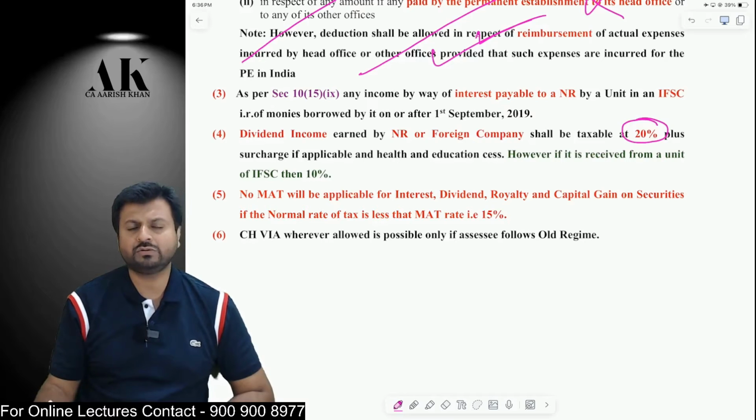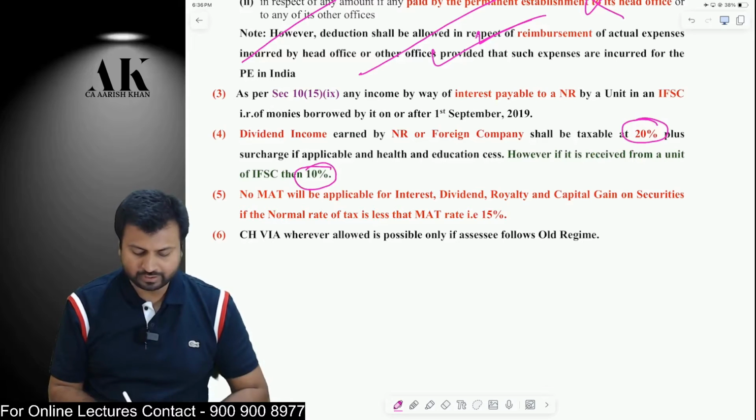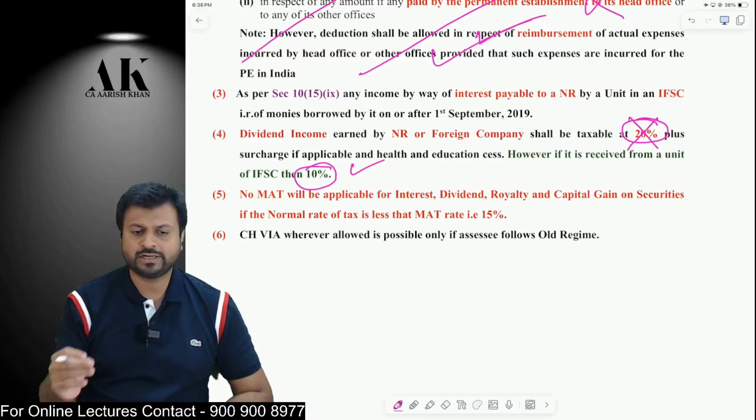But there is a Finance Act 2023 amendment which says that if a non-resident or foreign company has invested in a unit of IFSC, and if they receive dividend from the unit of IFSC, then the dividend will be taxable at only 10%, not 20%. So if the non-resident or foreign company has invested in the units of IFSC and gets some dividend from there, that will be taxable at 10% instead of 20%.